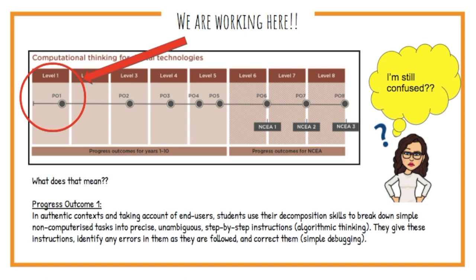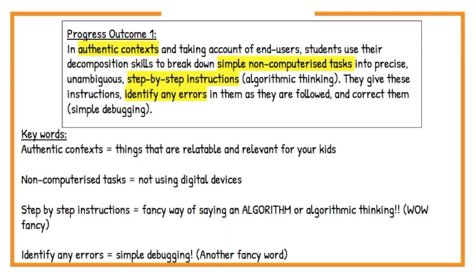Well, still, for me, I'm a pretty straight up teacher. I like everything laid out in plain black and white. That does not make any sense to me still. So let's unpack that with some keywords. The first keyword I took away from that is authentic context. That would be things that are relatable and relevant for your kids to solve. Simple non-computerized tasks, so not using digital devices. That's what that part is meaning.